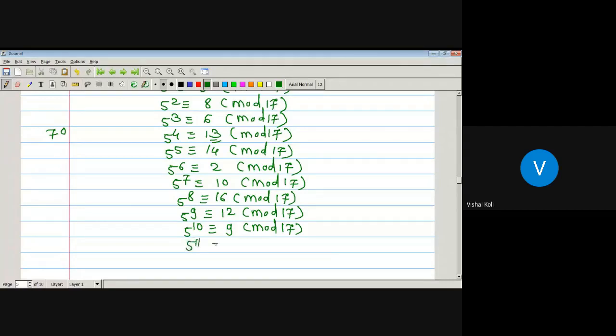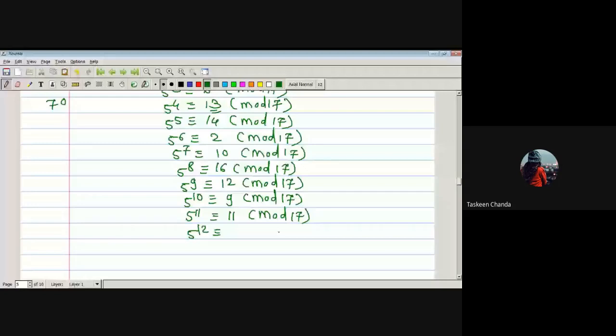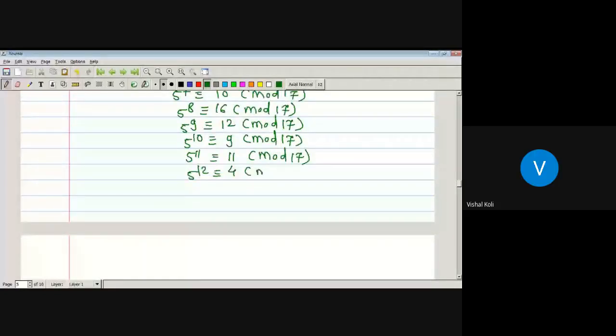5 to the power 11 is congruent to 9 into 5, 45 over modulo 17, which is 11 modulo 17. 5 to the power 12 is congruent to 11 into 5, which is 55 over modulo 17, that is 4. 5 to the power 13 is congruent to 4 into 5, 20 over modulo 17, which is 3 modulo 17. 5 to the power 14 is congruent to 3 into 5, 15 modulo 17.